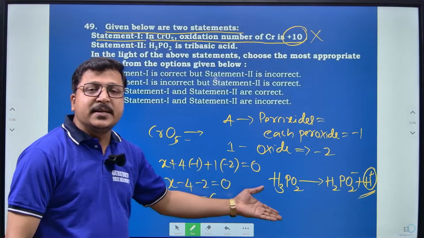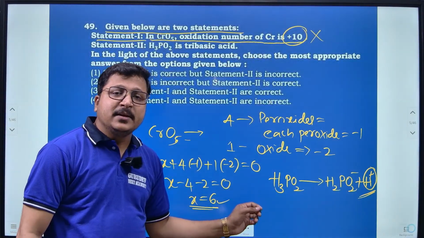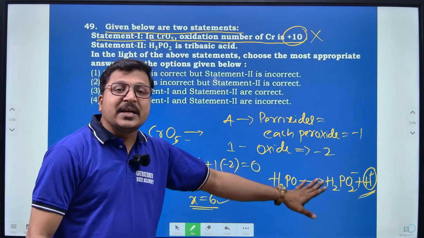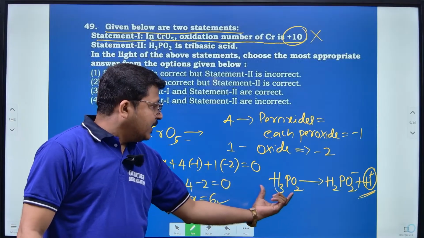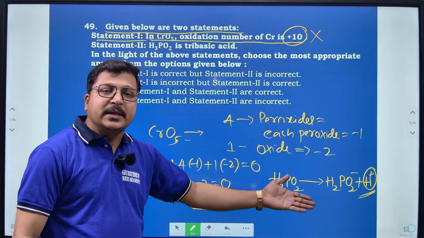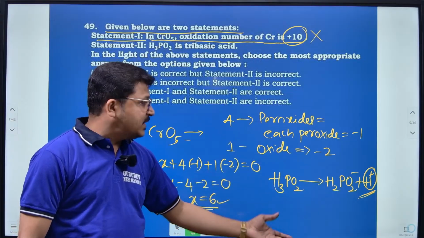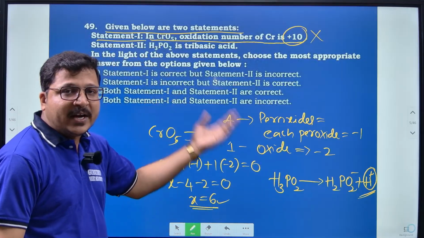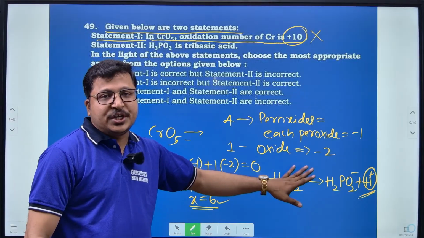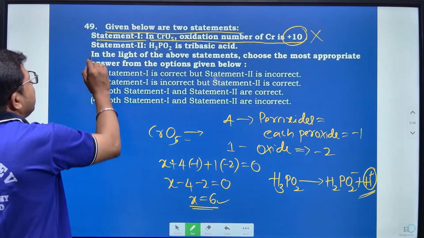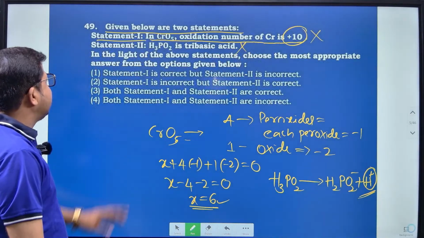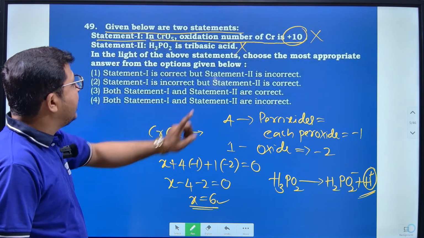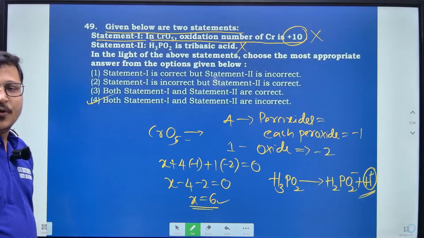What is the basicity of an acid? It is the number of H plus ions produced during the dissociation of a particular acid. If it releases 1, it is monobasic. If it releases 2 hydrogen atoms, then it is dibasic. If it releases 3 hydrogen atoms, it is tribasic, based on the availability of hydrogen atoms during dissociation. Right? So statement 2 is also wrong. Here both statement 1 and 2 are incorrect. The right option is 4.